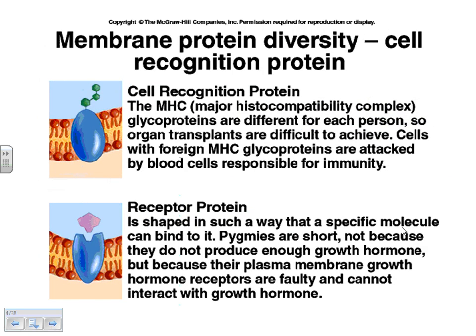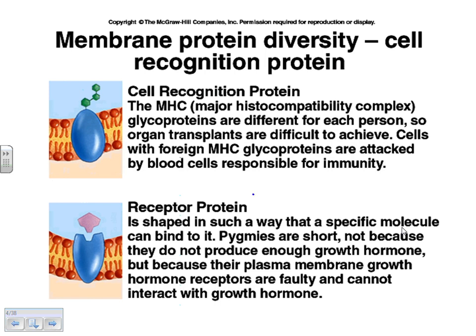You also have cell recognition proteins, and these are what we've been calling the marker proteins, or sometimes the name tags. These help to identify your cells to your immune system, so that your immune system doesn't destroy your own cells. And then finally, we talked about receptor proteins.